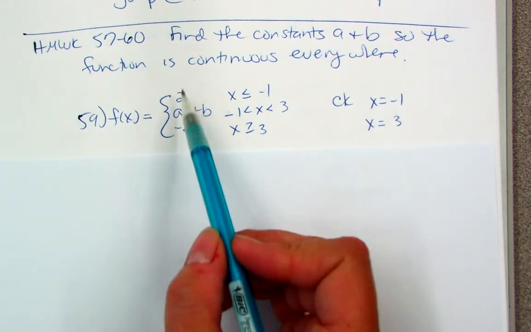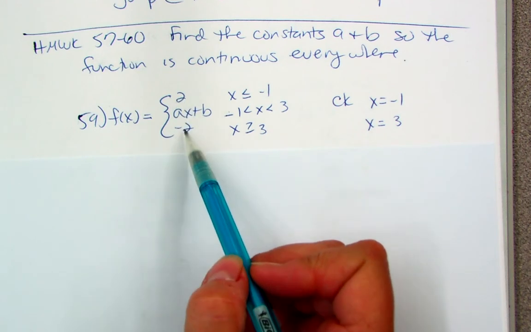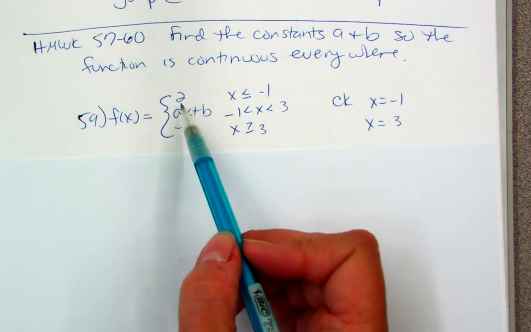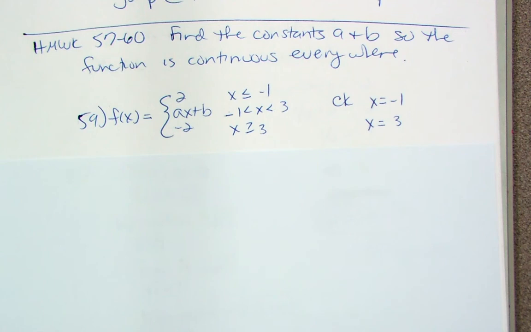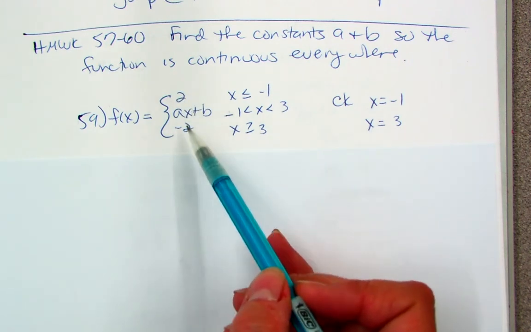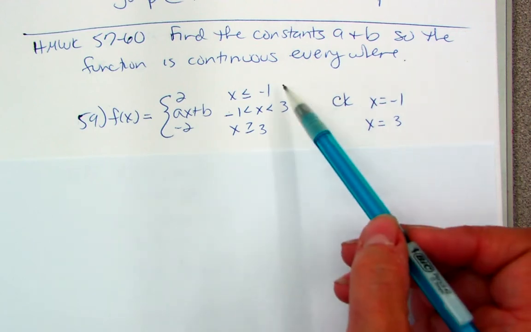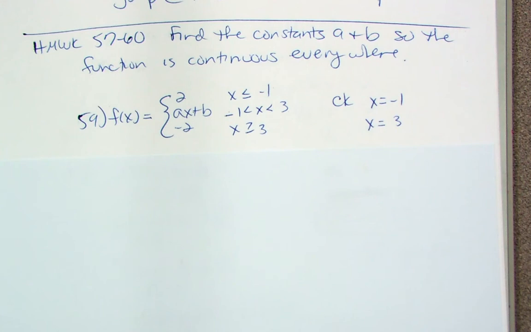First off, if you look at this piece, that's a horizontal line y equals 2. This is a horizontal line y equals negative 2. So this here is a linear function. This linear function needs to connect these two pieces because they're in the middle. This piece is continuous everywhere, this piece is continuous everywhere, this piece is continuous everywhere. The only place that we don't know is at negative 1 and at 3. And we're going to force it to be continuous.